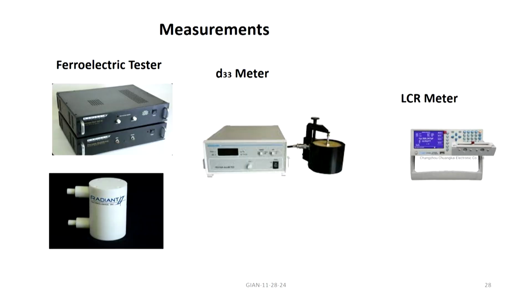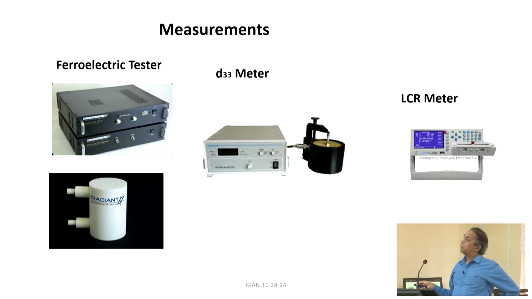So, how do you measure? We have a ferroelectric tester made by a company called Radiant Technologies, and it has a holder, that is what is shown underneath. You can get P versus E, and also you can measure d33 versus E and so on. The middle one is a quick and dirty way of measuring d33. It is a simple setup.